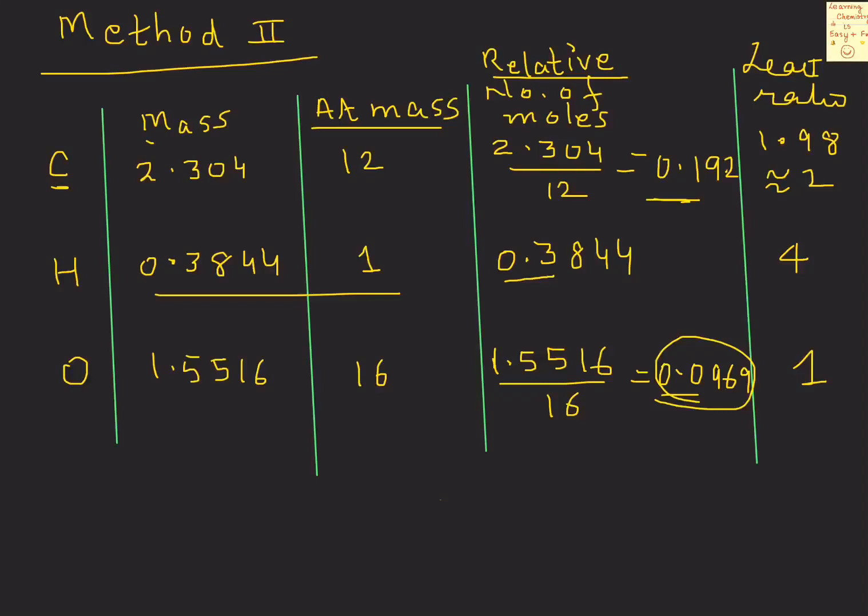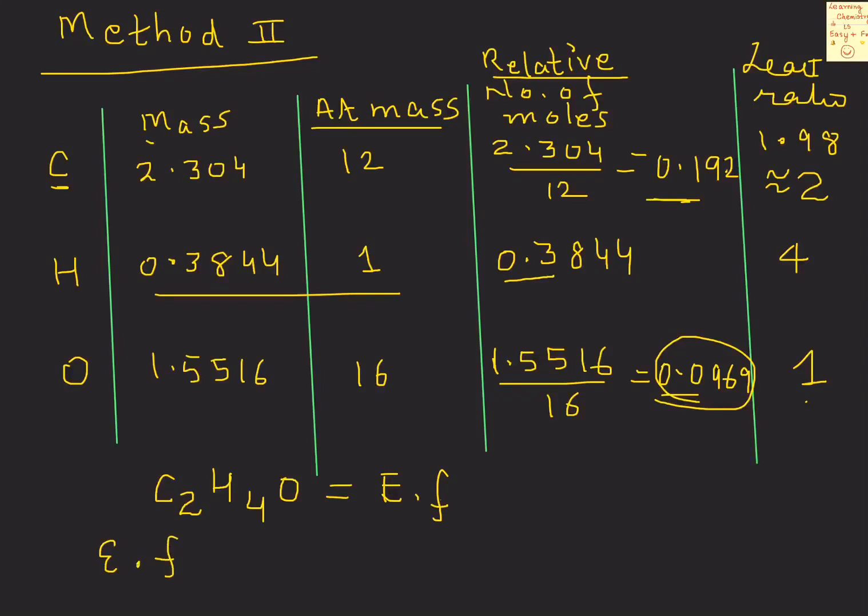So the least ratio, we get carbon as 1.98, which is approximately taken as 2. Yes, let me write it properly. It is 2, hydrogen is 4, and oxygen comes out as 1, obviously. So the empirical formula of the organic carboxylic acid that you have is C2H4O. This is our empirical formula, and the rest of the steps you know very well.